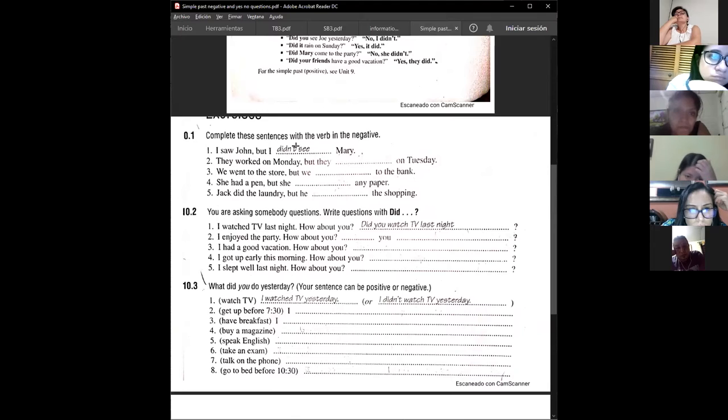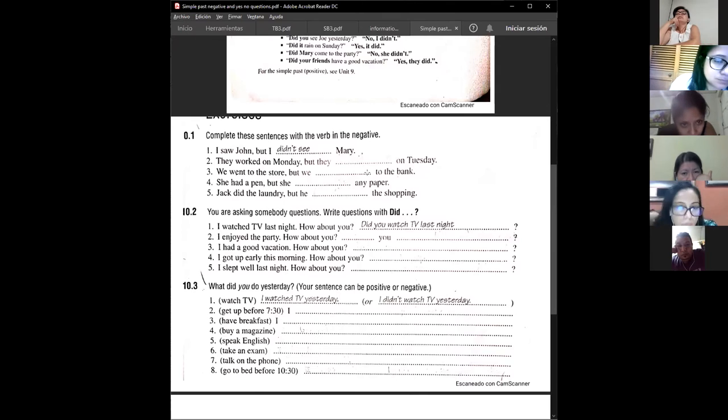Ok, ¿por qué utilizamos el presente? Porque tenemos el negativo acá. Teacher, vamos a estar usando siempre el mismo verbo, ¿verdad? Jugando con el pasado y el presente. Así es, el mismo verbo. Ok, vamos a hacer la número dos juntos. They worked on Monday, but they didn't work on Tuesday. Básicamente lo que vamos a hacer es la negativa en los espacios en blanco. El ejercicio número dos, vamos a hacer de preguntas yes, no question.